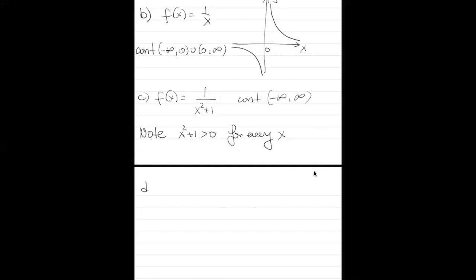So now we have D, f of x equals square root of 3 minus x. Now this is a root function. So it has a certain domain, which we need to write down first. What's happening at 3? If x equals 3, square root of 0 is 0. So 3 is in the domain.